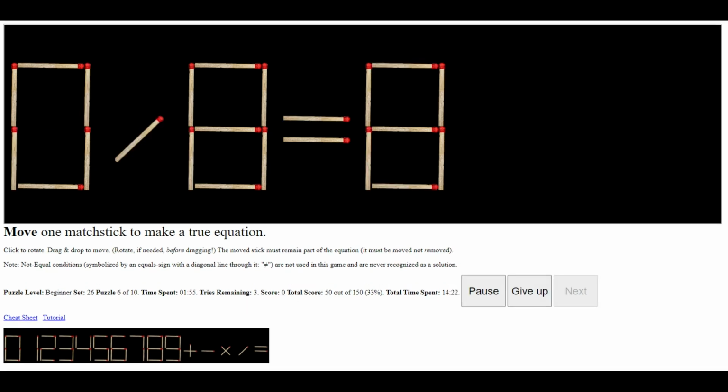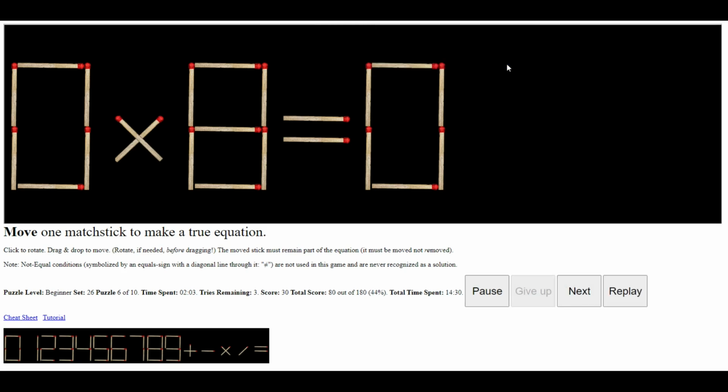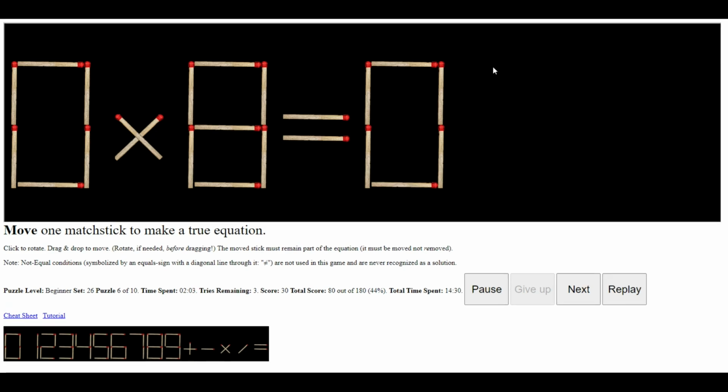If a stick needs to be rotated, click on it before dragging it. Click it again, if needed, to rotate it further. Once it is in the proper orientation, drag it to its correct spot. For each puzzle, you are given 3 tries to get it right. After that, or if you click the Give Up button, the solution will be shown to you. If you want to see the solution again, click the Replay button.